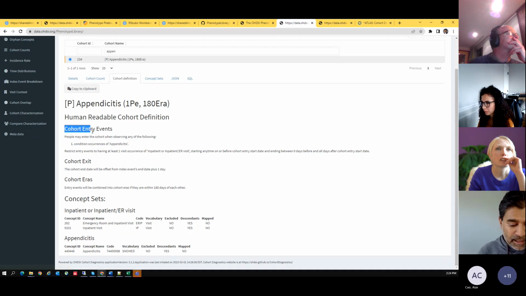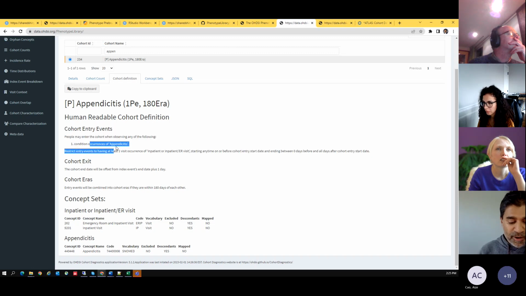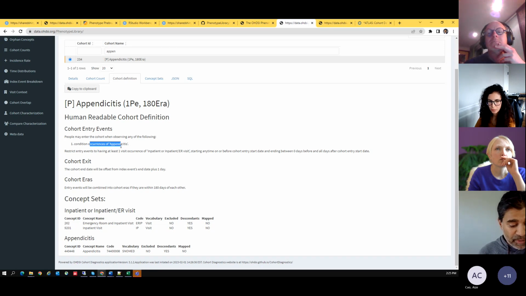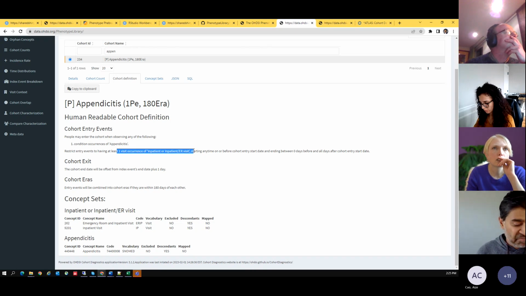So I have defined an entry event criteria. The entry event is persons who have appendicitis. This is anybody who's got appendicitis, but I'm requiring that they have that in an inpatient or an inpatient ER visit. And that inpatient or inpatient ER visit should be temporally overlapping with the diagnosis of appendicitis. I do not have any inclusion rules, and my cohort exit is basically the last date of that diagnosis plus 1.